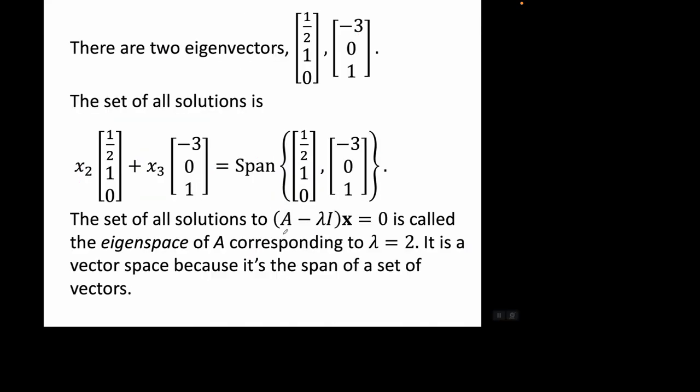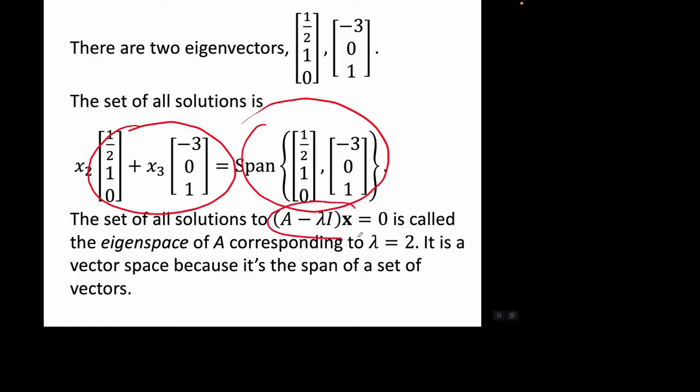The set of all solutions looks like this. It's going to be x2 times this plus x3 times this. Or you could just say it's the span of those two vectors. So the set of all solutions to (A minus lambda I)x equals 0 is called the eigenspace of A corresponding to lambda equals 2. It's a vector space because it's the span of a set of vectors.